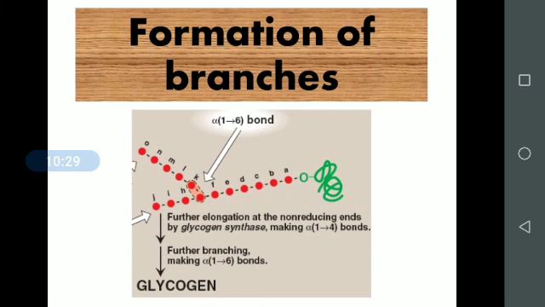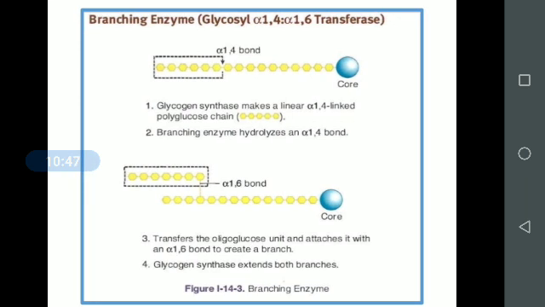Now the formation of the branches. How are the branches forming? So now branches are forming. Further elongation at the non-reducing ends by glycogen synthase makes alpha 1,4 bonds. Further branching makes alpha 1,6 bonds and it will give the glycogen moiety. So now what is happening means branching.